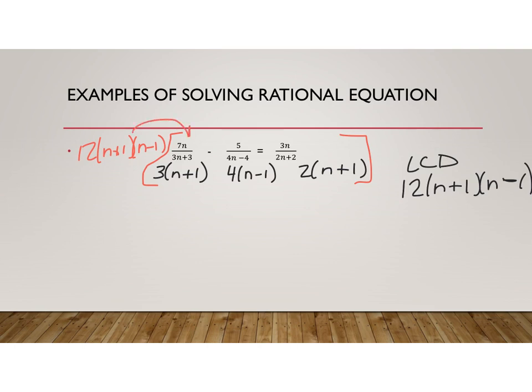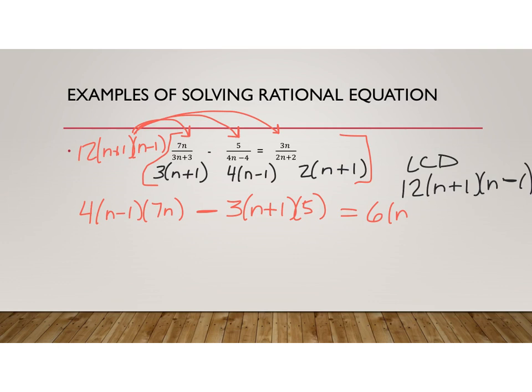As I do this first multiplication, the 3 and the 12 cancel, giving me 4. The n plus 1's cancel, so I'm left with n minus 1 times the 7n. Minus, in this second example, 4 and the 12 cancel to give me 3. The n minus 1's cancel, leaving me with n plus 1 times the 5. And then distributing through here, the 2 and the 12 gives me 6. The n plus 1's cancel to give me n minus 1, and I have 3n.